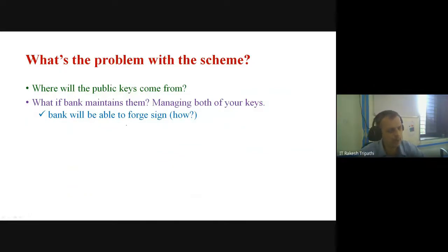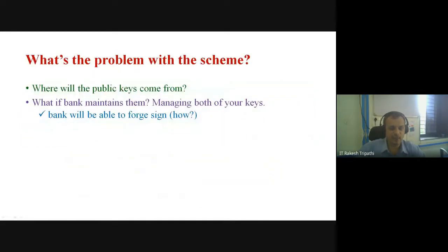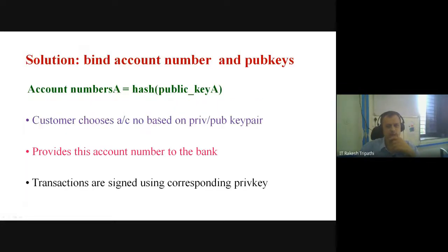Now, how do I know the public key of Ram? If the bank is the one managing your public key and private key, then the bank can forge your signature because it knows both your public key and private key. So what I do is this. We bind the account number with the public key. You are getting my point?